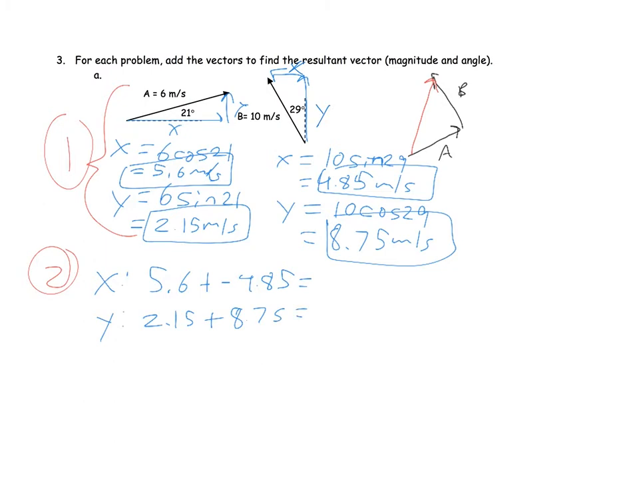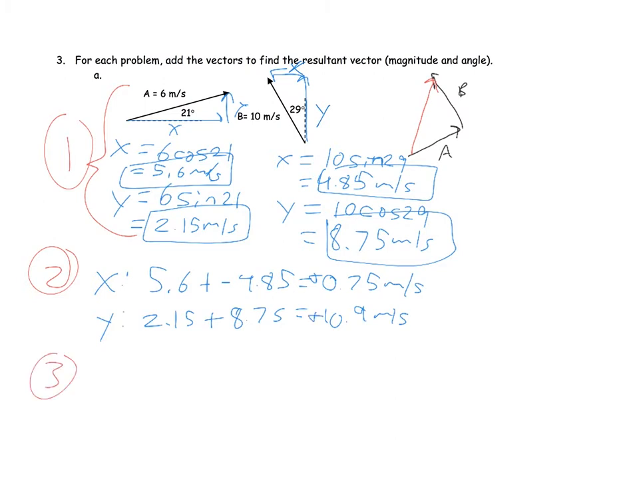So overall, I get that this resultant is going to be 0.75 meters per second east, because it's a positive number, and 10.9 meters per second north, because that is also a positive number.